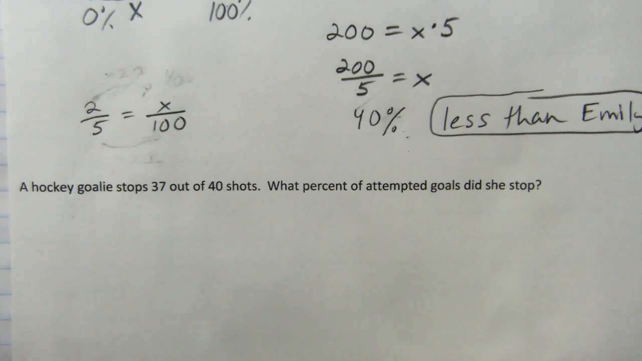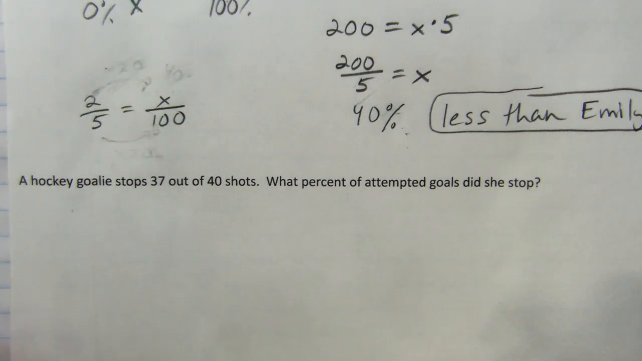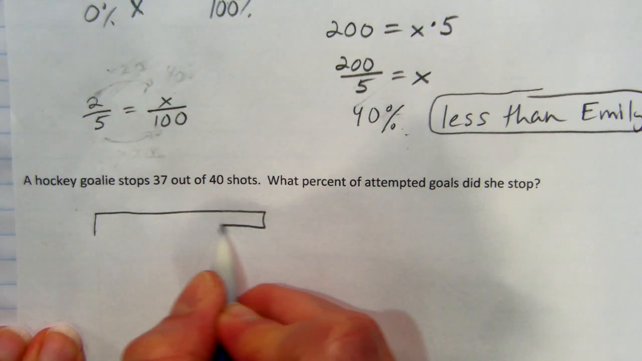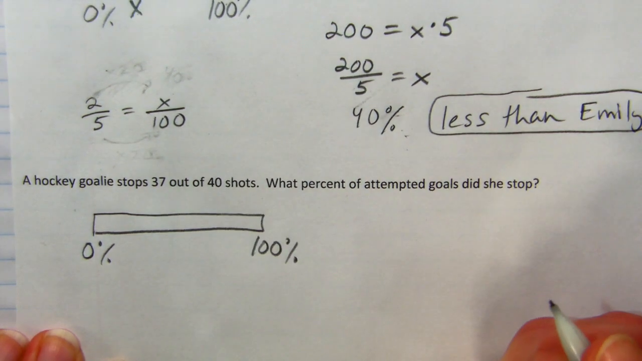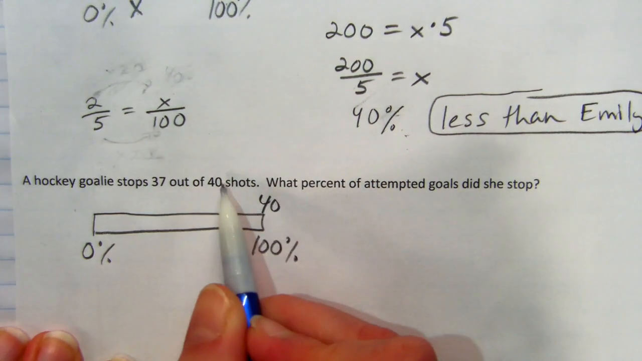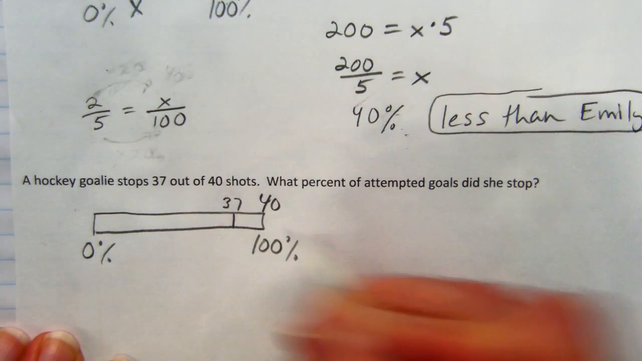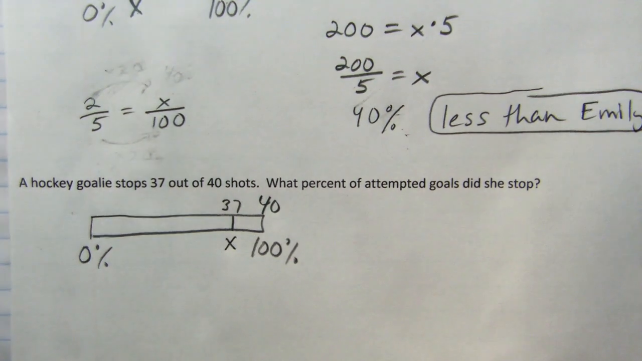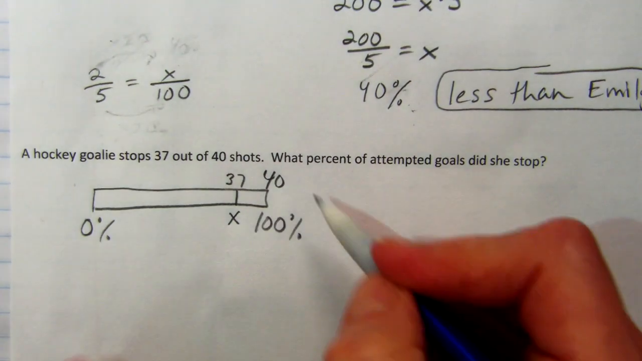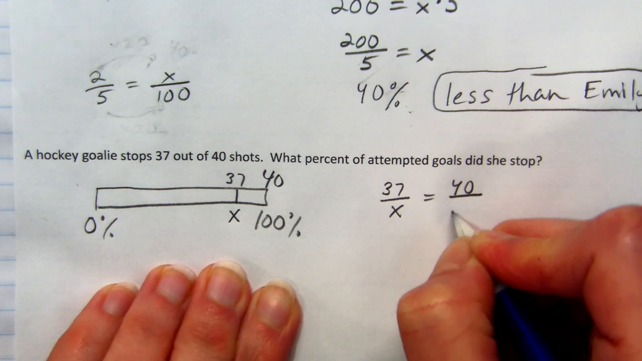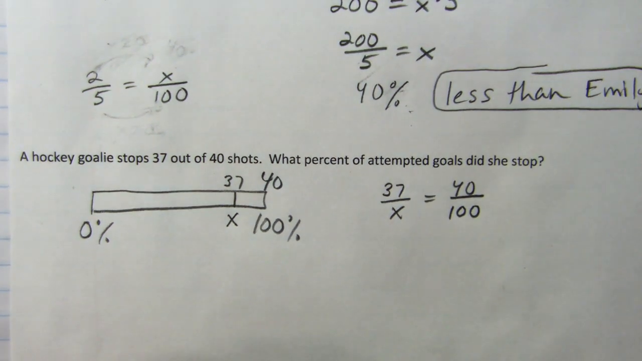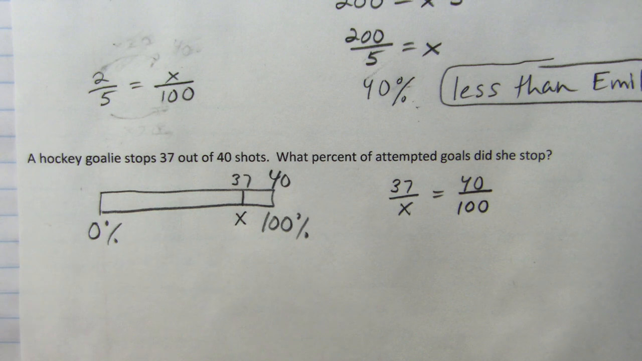Okay, so we've got a hockey goalie stops 37 out of 40 shots. What percent of attempted goals did she stop? All right, so we're going to set this up. We got 0% and 100%. And so 40 is the total shots that she took. She made 37. So I'm going to kind of stick it over here, and we're trying to figure out that percent. So if I'm just going off of the bar, I would set it up 37 over X equals 40 for 100. And we can just cross multiply to solve.